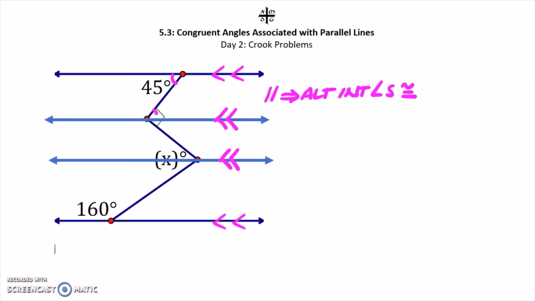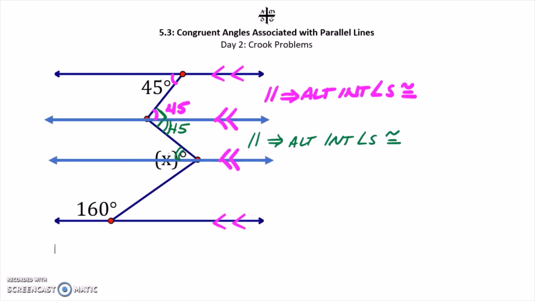So that's 45. That must also be 45. This angle was marked as being a right angle, so 90 minus 45 gives me 45. Then again, parallel lines implies alternate interior angles are congruent, so this part is 45 as well.